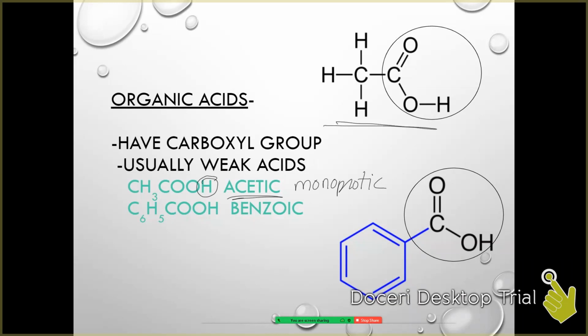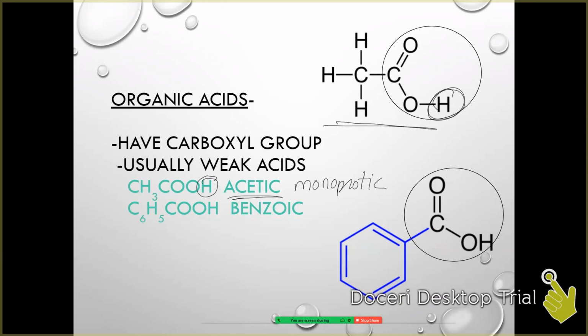So this would be my structure of that. The one that it will lose, the acidic hydrogen, is that one right there, the one that's bound to the oxygen. The ones that are bound to the carbon, carbon and hydrogen have pretty similar electronegativity, so those are going to be held tighter.